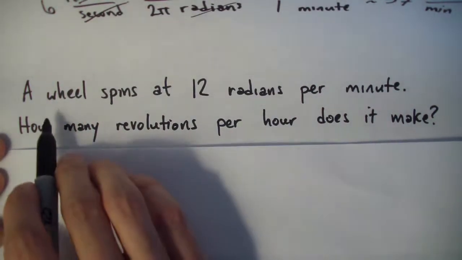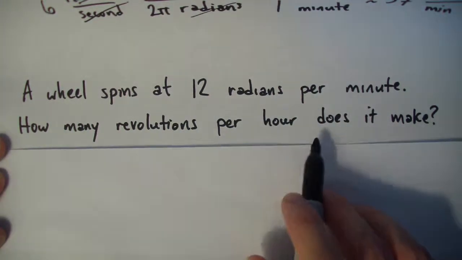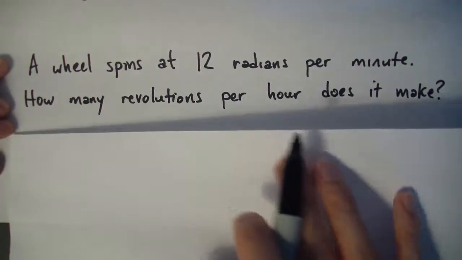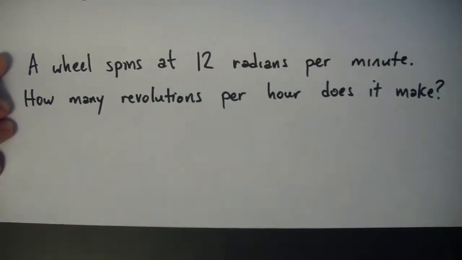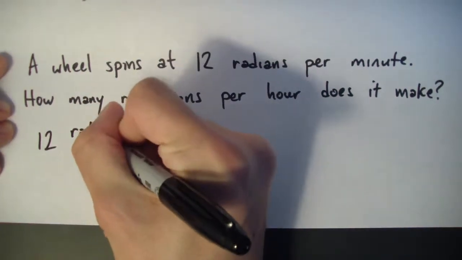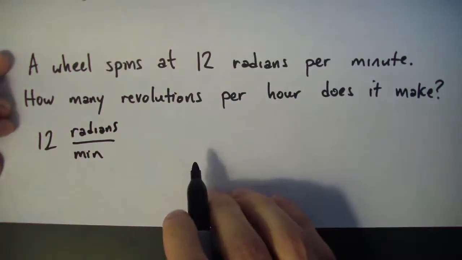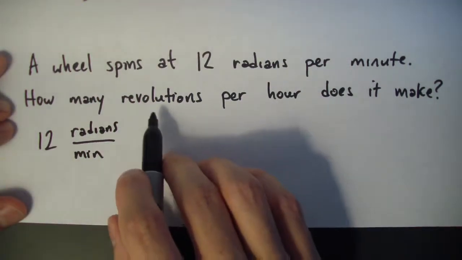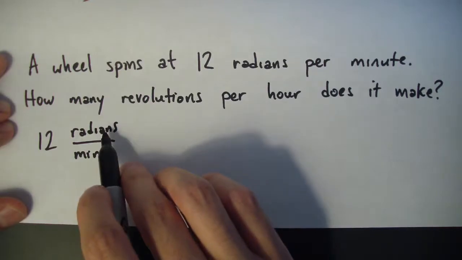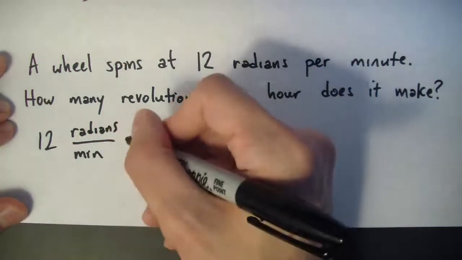All right, a wheel spins at 12 radians per minute. How many revolutions per hour does it make? Well, let's start with what we're told, 12 radians per minute. And what do we want? We want revolutions, so we have to convert radians to revolutions, and we want hours, so we want to convert minutes to hours.